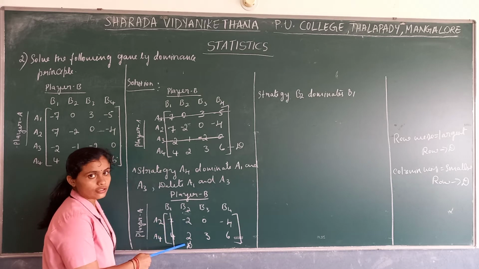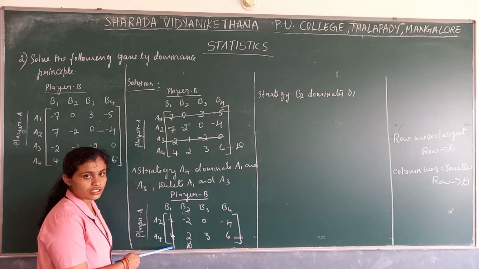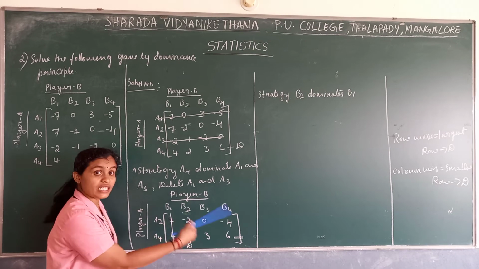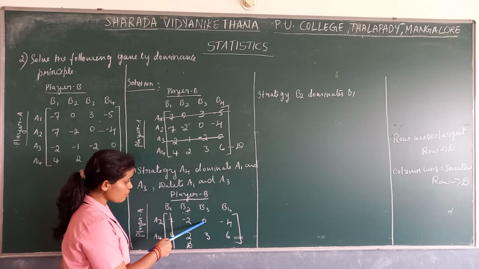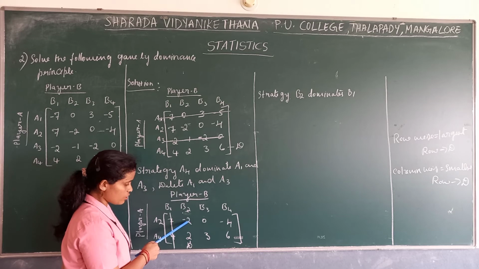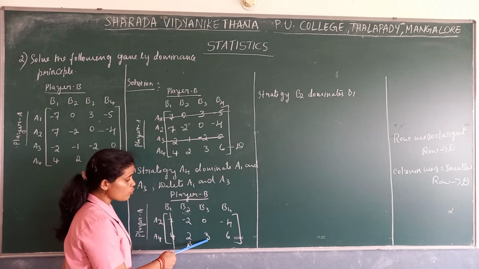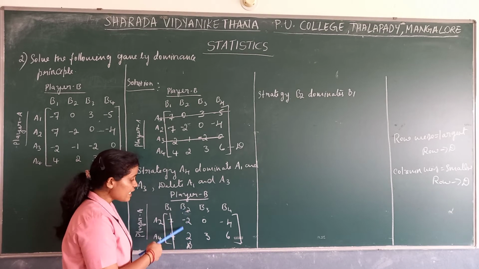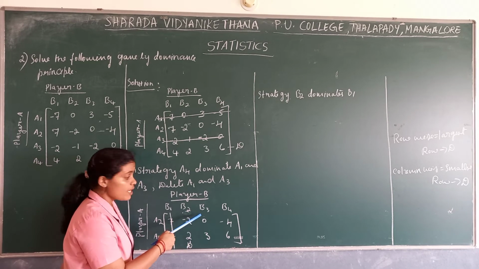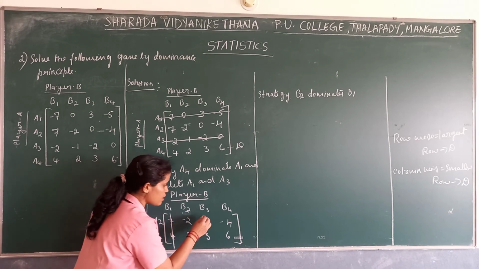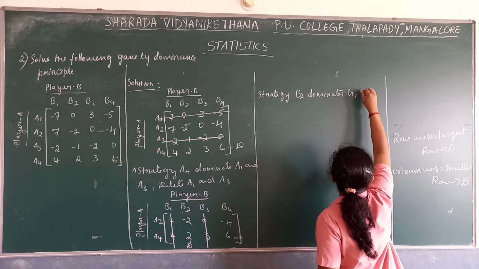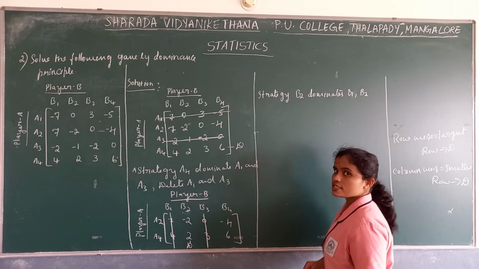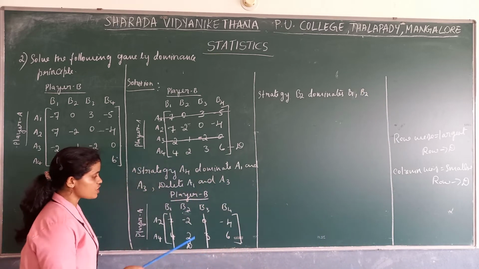Now once we get one column as a dominating one, we cut the particular column which it dominates. Now we can check whether it dominates the other 2 columns or not. -2 and 0, which is smaller? Here 2 is smaller. 2 and 3, which is smaller? 2 again, it is smaller than this column. Again it dominates B3. So it dominates B1, B3.